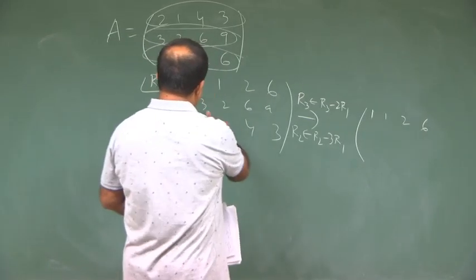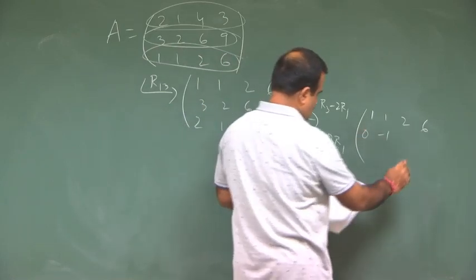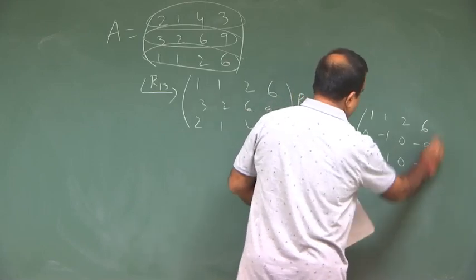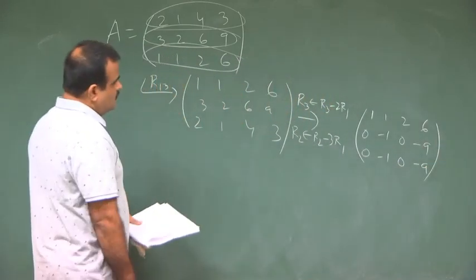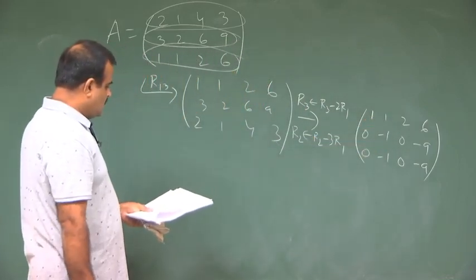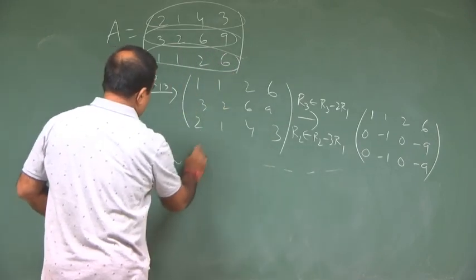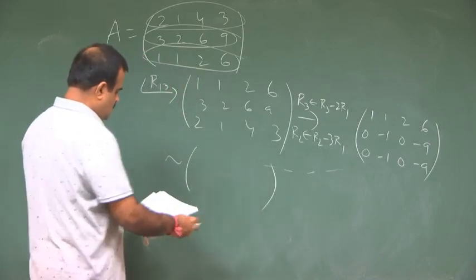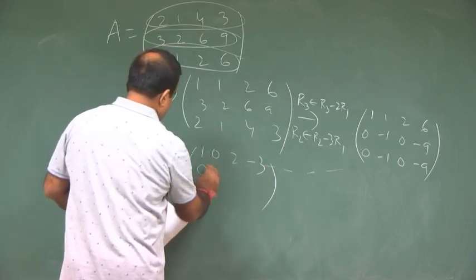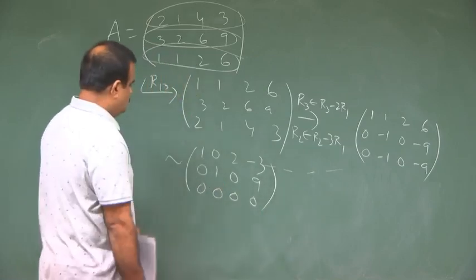So, this will become 0, this is 3. So, minus 1. So, 0 minus 1, 0 minus 9, similarly 0 minus 1, 0 minus 9. Okay. So, now these two are identical, so we can just add these two and we get... So, finally, if we keep on applying this, the row reduced echelon form is 1 0 2 minus 3, 0 1 0 9, 0 0 0 0.